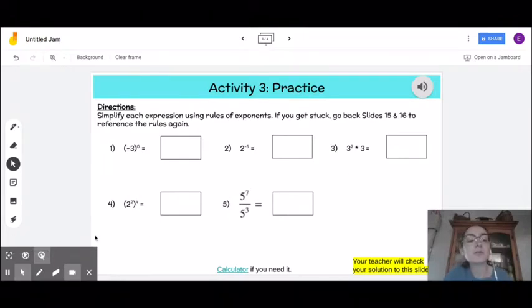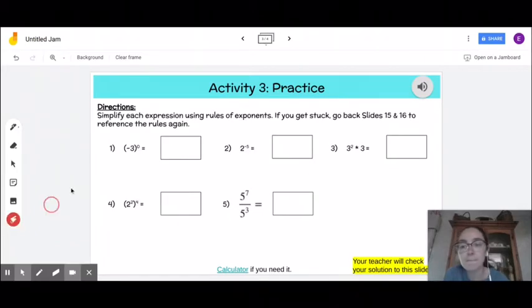Let's take a look first at slide number 16, where we had to simplify each expression. Simplify each expression using the rules of exponents. If you get stuck, look back at slides 14 and 15 here. So let's take a look at this first one here.